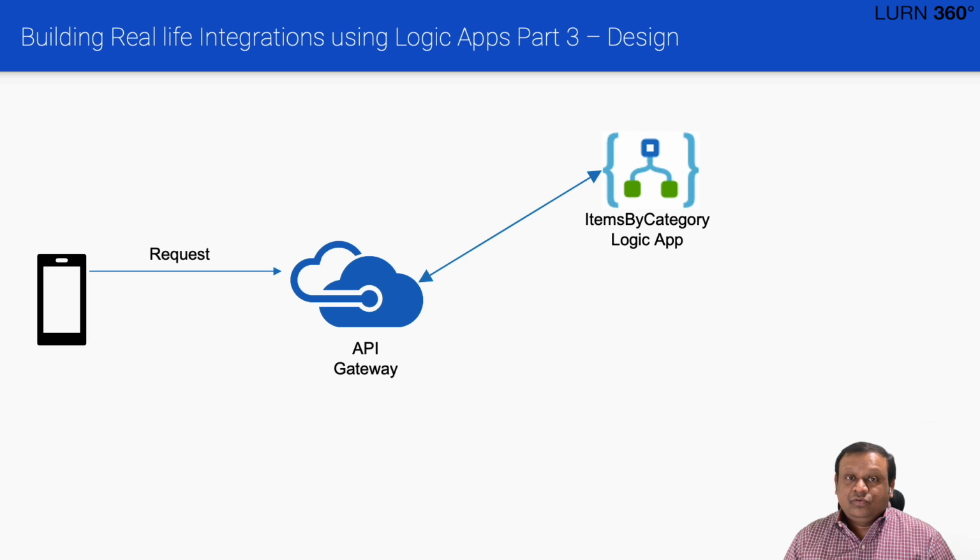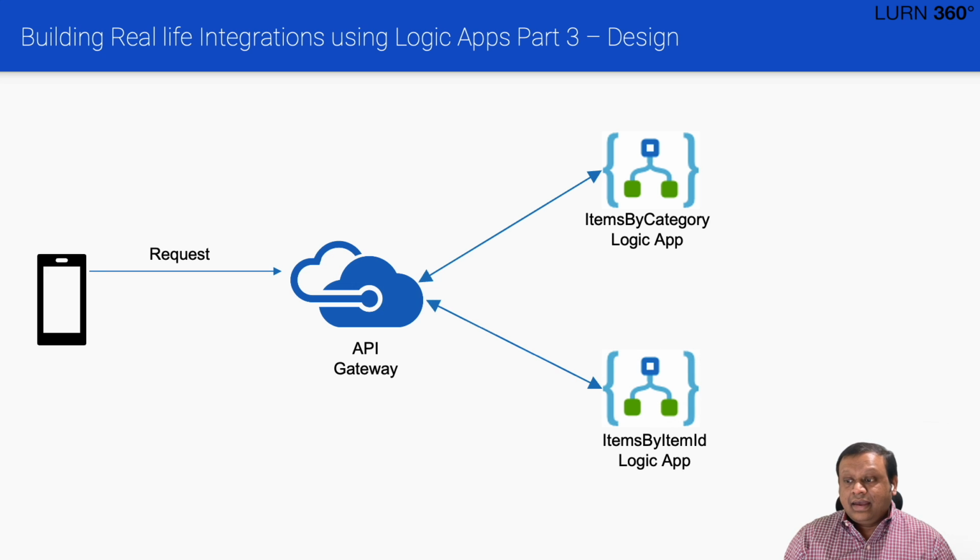And then let's assume for the first request, we'll build a logic app and let's call that logic app items by category, right? So if the request is to retrieve items by item category, then the API gateway would internally redirect that request to this particular logic app. And if the request is to retrieve item by item ID, then the API gateway would internally redirect this request to the items by item ID logic app.